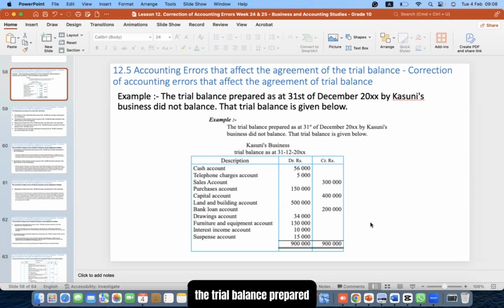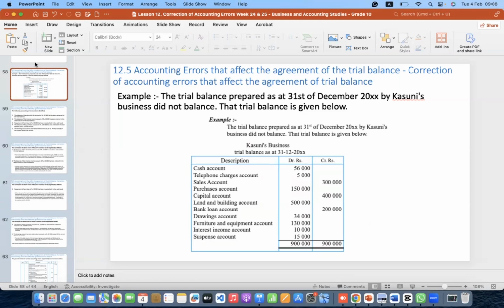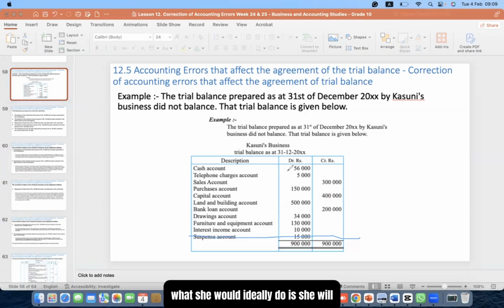Example: the trial balance prepared as at 31st December 2025 by Kasuni's business did not balance. That trial balance is given below. So now, when Kasuni is balancing the trial balance, what she would ideally do is write everything up to this point. Okay. What she would ideally do is write these things and these things.